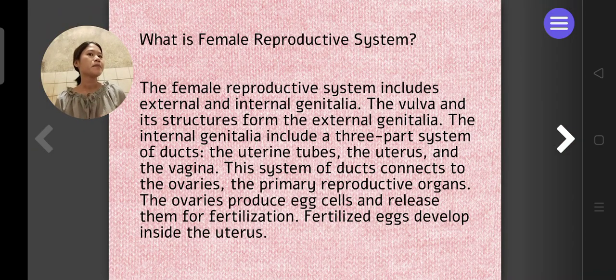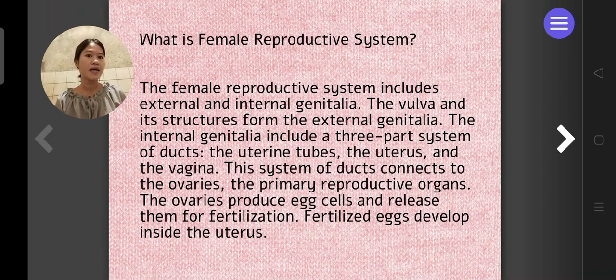So, what is the female reproductive system? Ano nga ba yung female reproductive system na to? So, yung female reproductive system is nahahati sa dalawa. Merong external and internal genitalia. So, the female reproductive system includes external and internal genitalia.